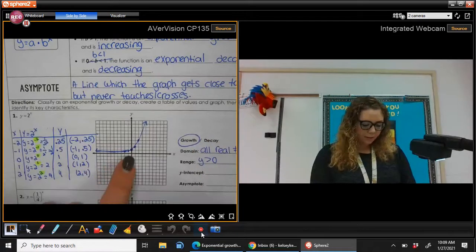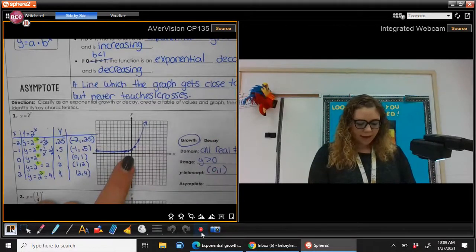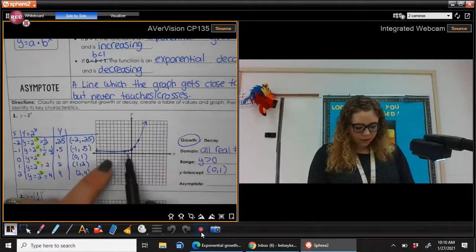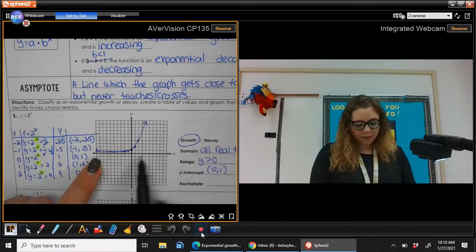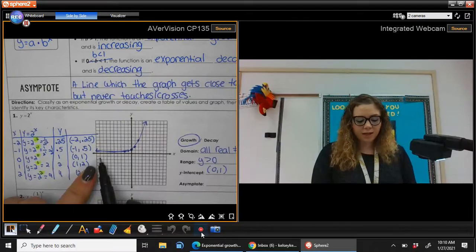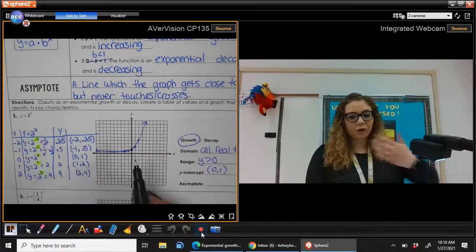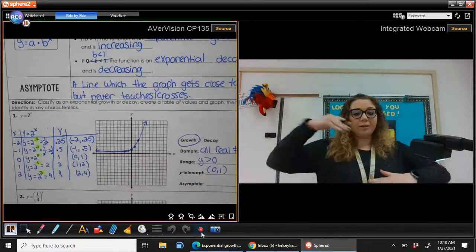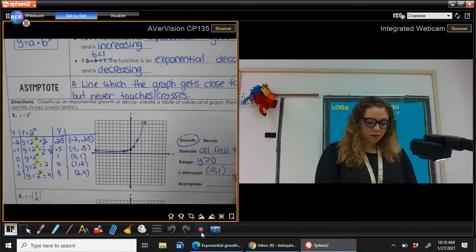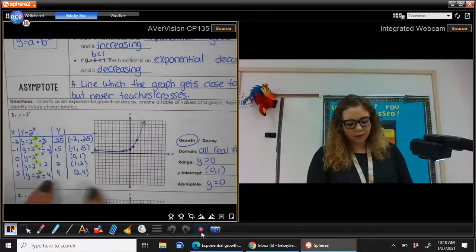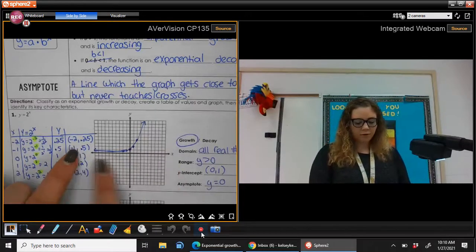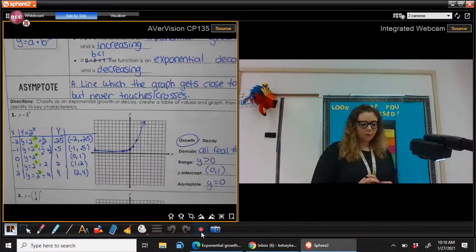My y-intercept is going to be where it crosses the y-axis, so it's 0, 1. And my asymptote, you can see how it gets very, very close to this axis of y equals 0, but it doesn't ever cross. And that's going to be my asymptote. It's like an invisible wall. It is not going to go past that wall. So it's going to be y equals 3. I mean, not 3. y equals 0, because it's this line. It's not ever going to cross that line.